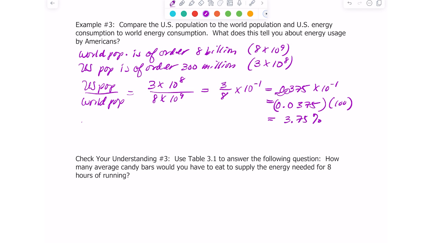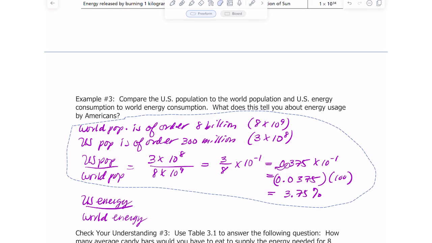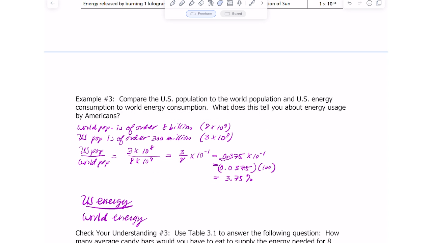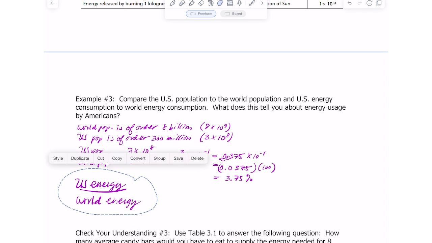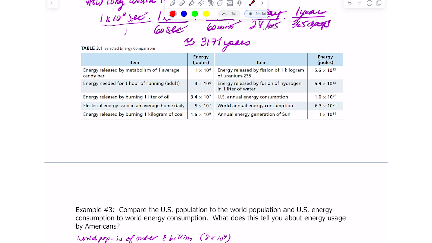Now, if we're looking at energy usage, again, we're going to compare. We're going to do the US energy usage, and we're going to compare that to the world energy usage. And we're going to get that from the table. Okay, so let me shrink this so I have more room here to write. All right. So if I look at my table, it tells me that the US energy usage is 1.0 times 10 to the 20th, and the world annual energy usage is 6.3 times 10 to the 20th.